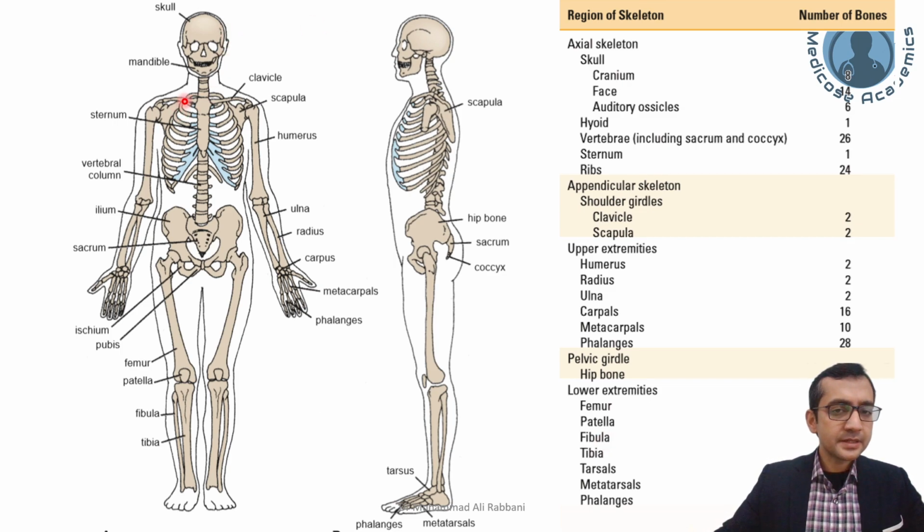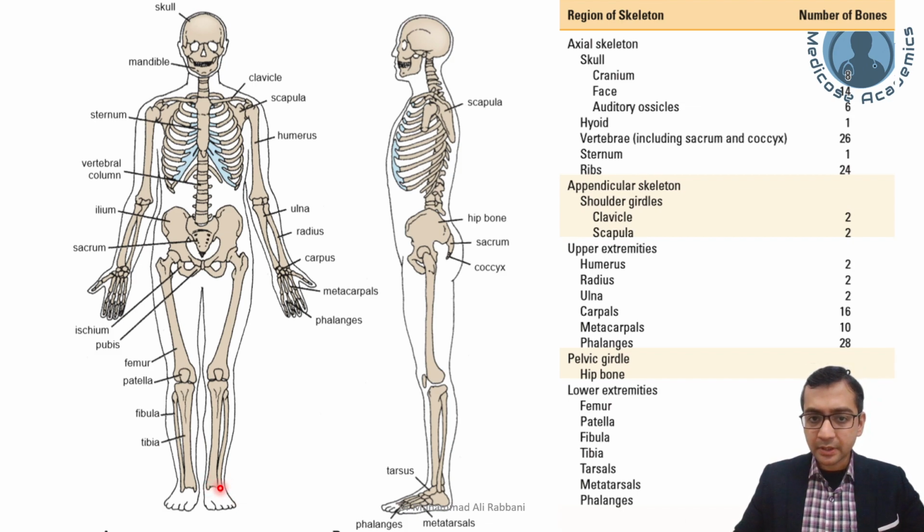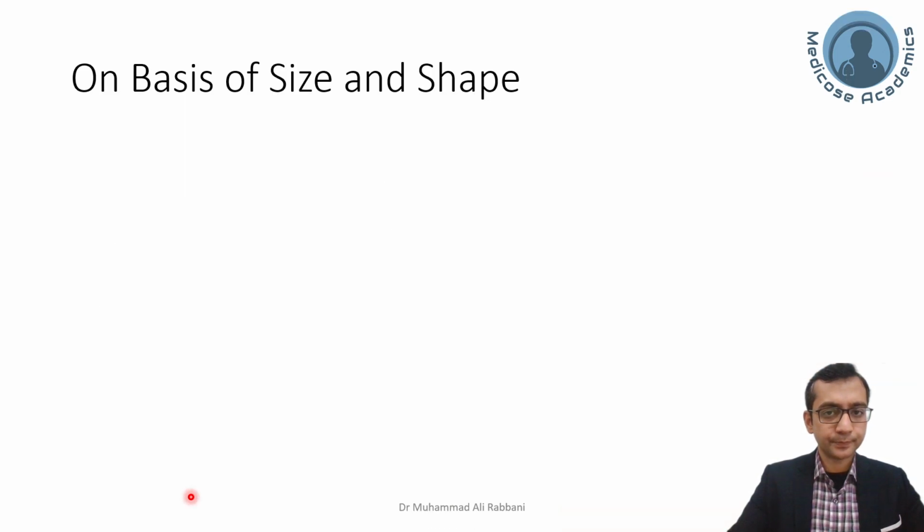In the upper limb, there is clavicle, scapula, humerus, radius, ulna, 8 carpal bones, 5 metacarpal bones, and then 14 phalanges. Lower limb has a similar arrangement of pelvic girdle, that is hip bone, one on each side, femur, patella, tibia, fibula, and then there are 7 tarsal bones on each side, 14 in total, and then 5 metatarsal and 14 phalanges. So these make up a total of 206 bones.